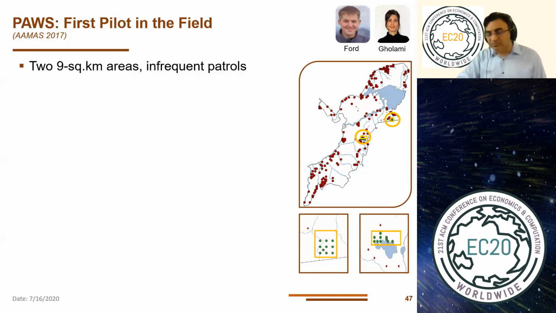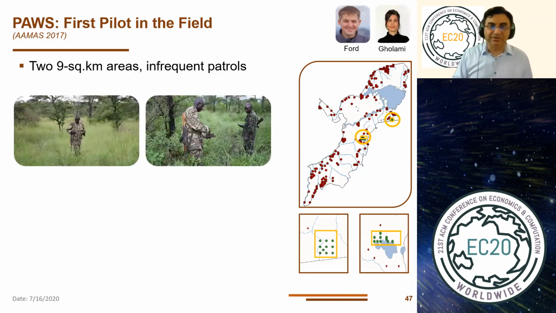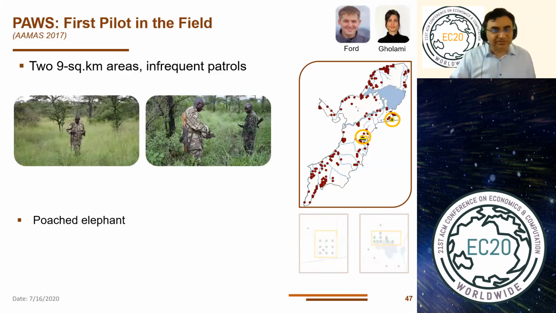And now rangers went out on patrol, and every day for a month, they're supposed to tell us what had happened. Initially, there was no response. And then as they patrolled, they reported back a poached elephant with its tusks cut off. It is a sad event. Certainly, we were too late to save this elephant. But at least the machine learning, our adversary response modeling was pointing us in the right direction.